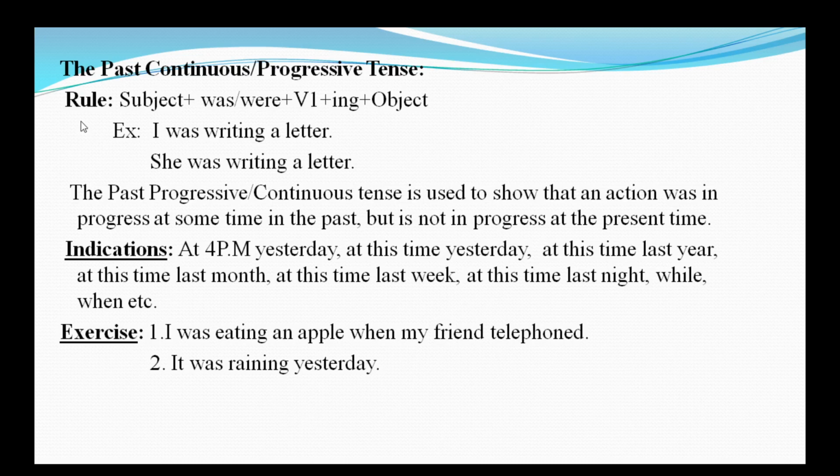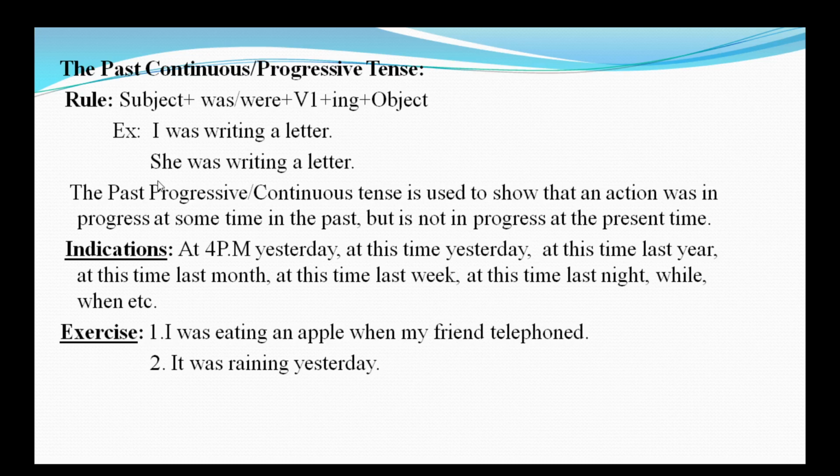Here the formula or the rule is subject plus past continuous form of helping verbs was or were plus verb 1, and here ing form is added to the main verb, plus object. Here the example is: I was writing a letter. Here I is the subject, was is the past continuous form of the supporting verb or helping verb or auxiliary verb, and the main verb has ing form added. A is an article, letter is the object.